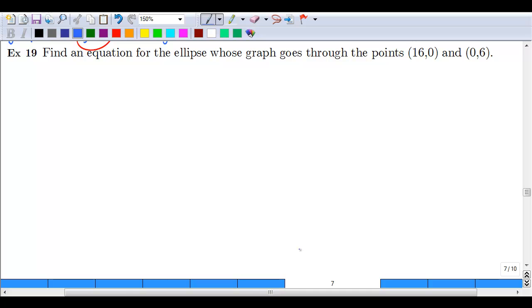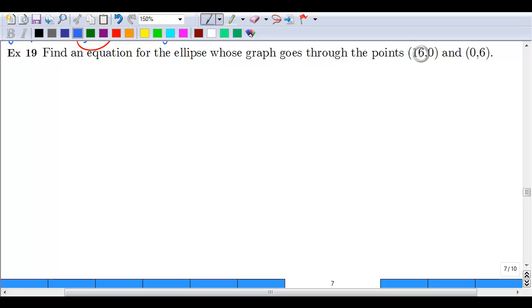This is the second video for section 20.3, and in this video we're going to be looking at finding equations for the ellipse as well as some applications. So if we want to find the equation of an ellipse, we've got 2 points here: (16, 0) and (0, 6). Since we're on the axes here, these should be our vertices, since that's all the information that we have.